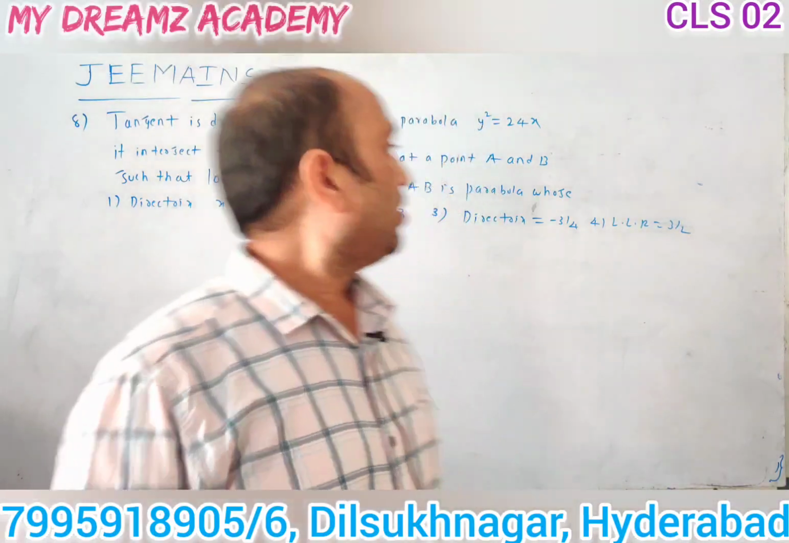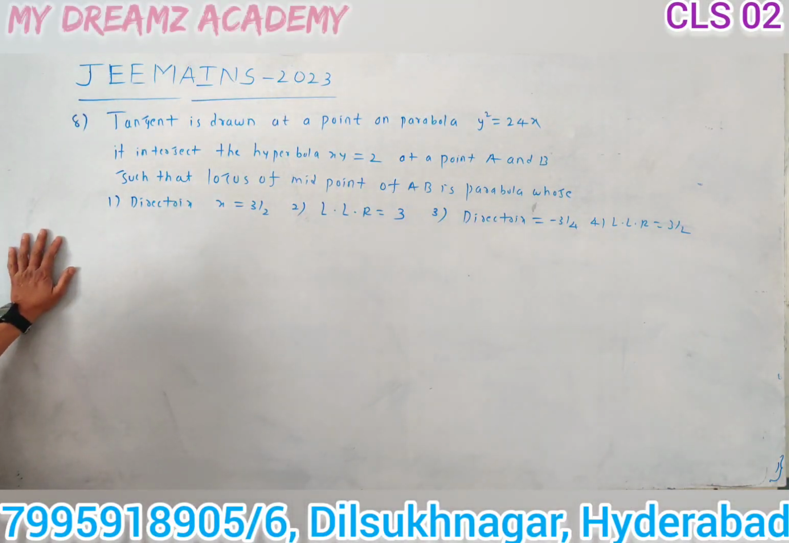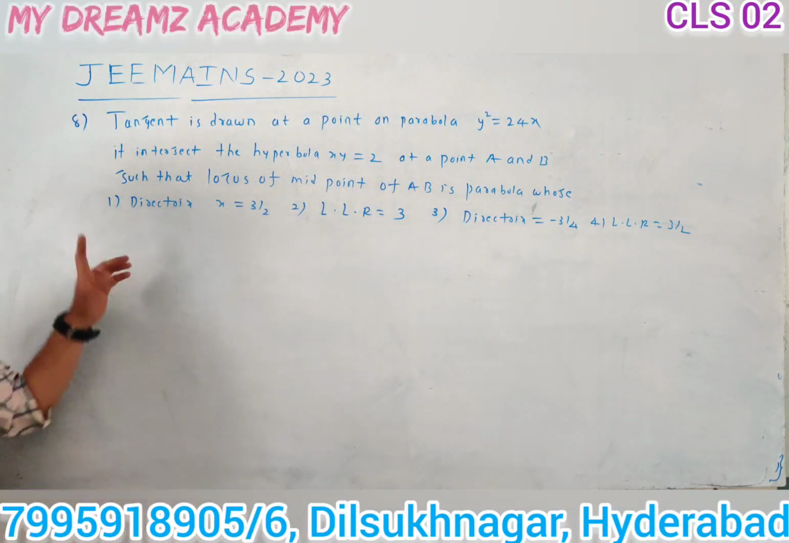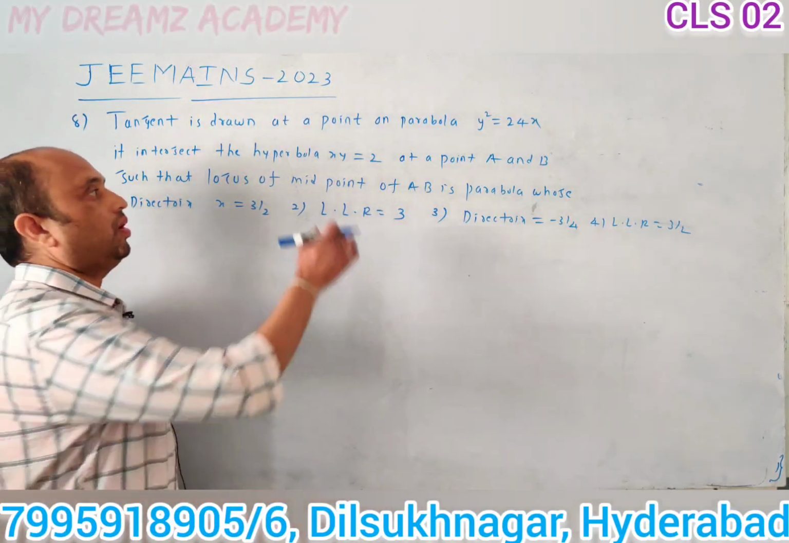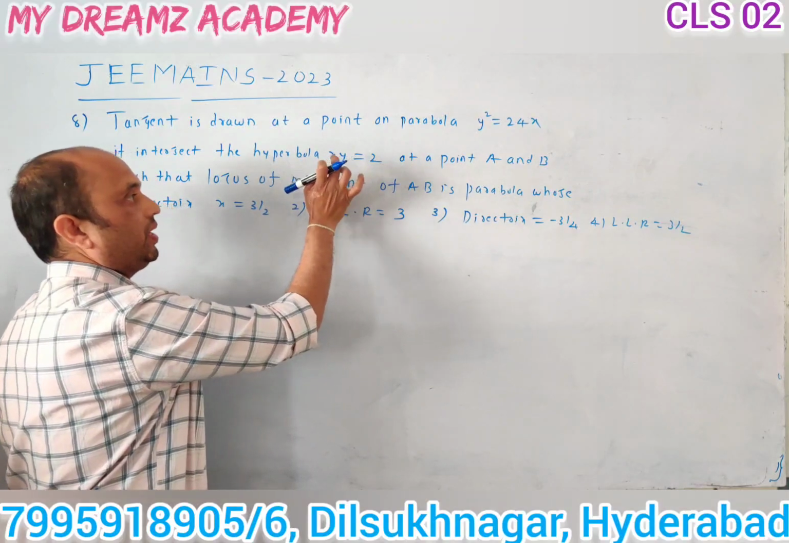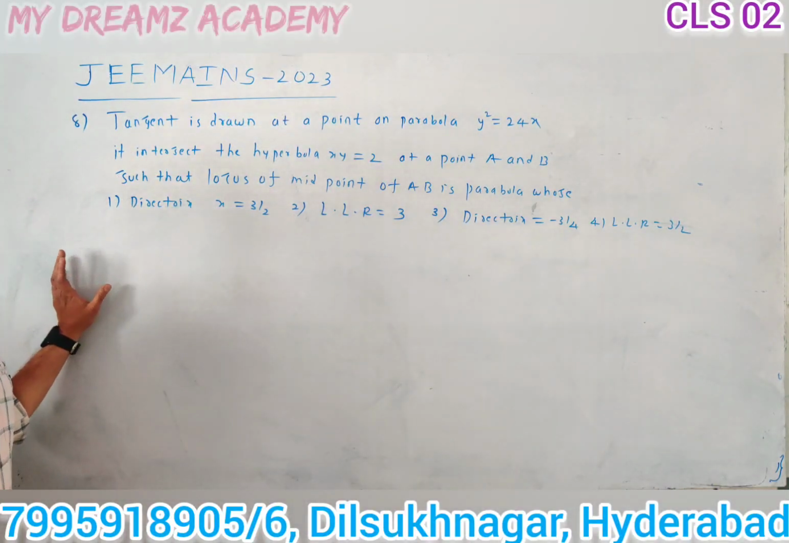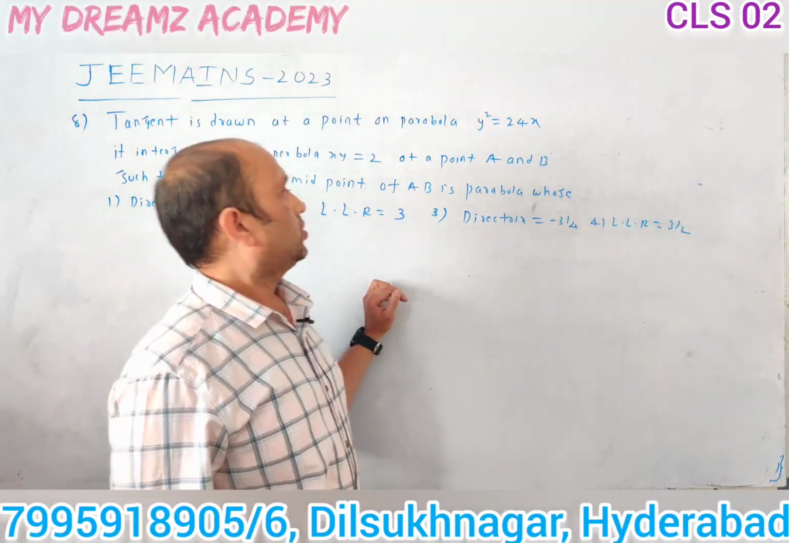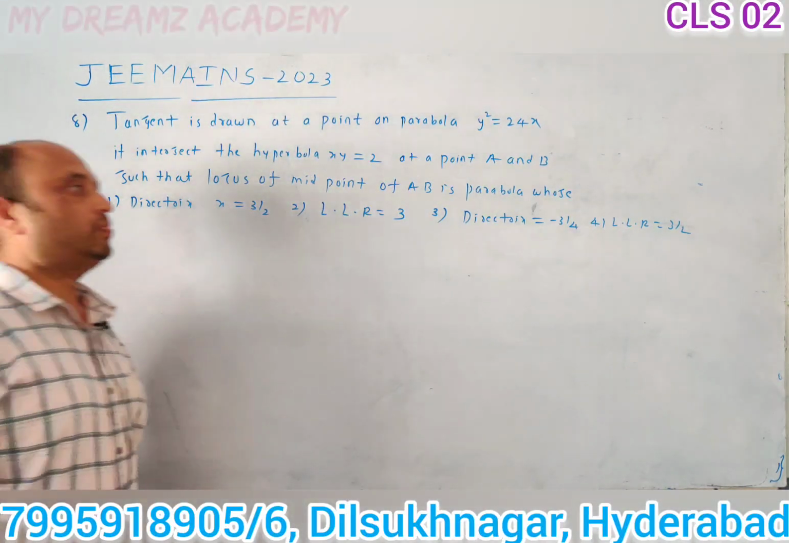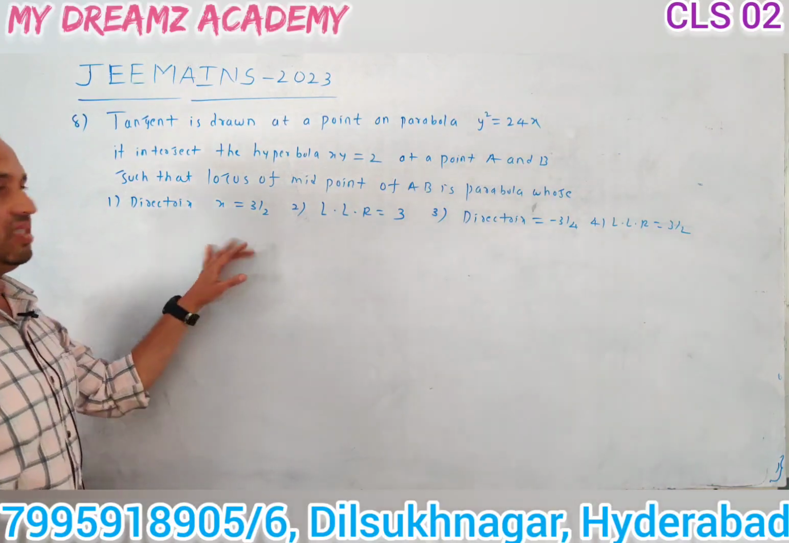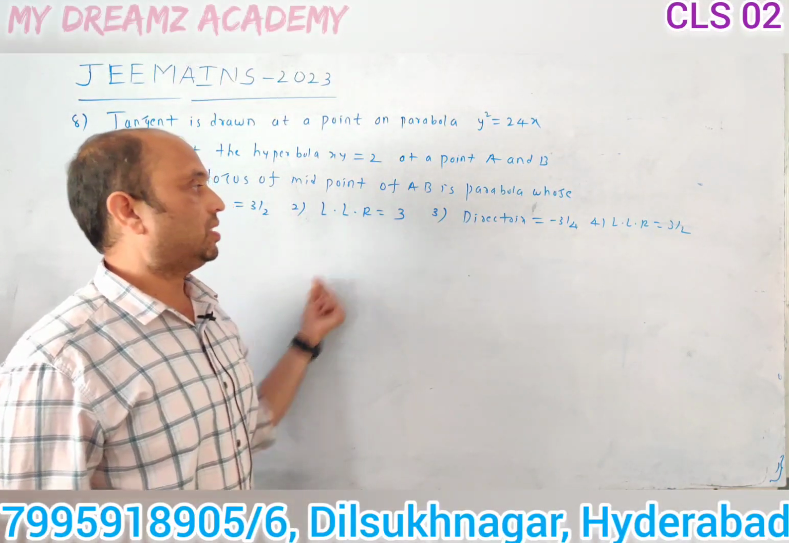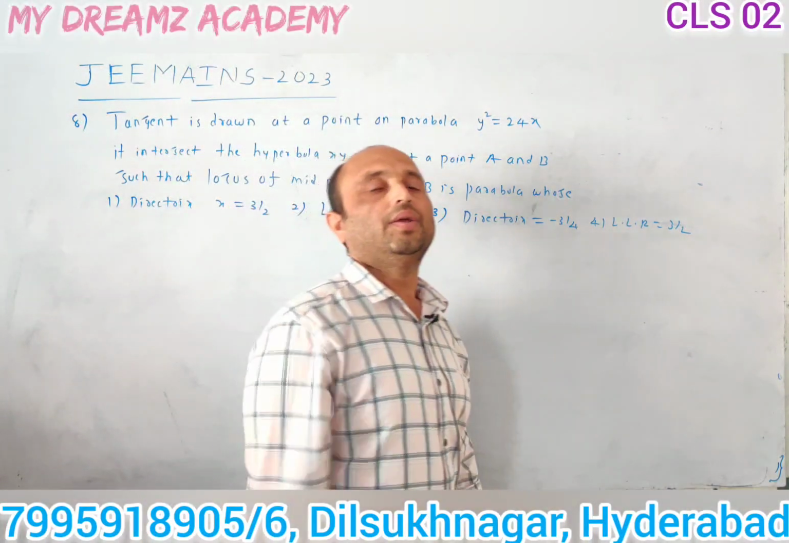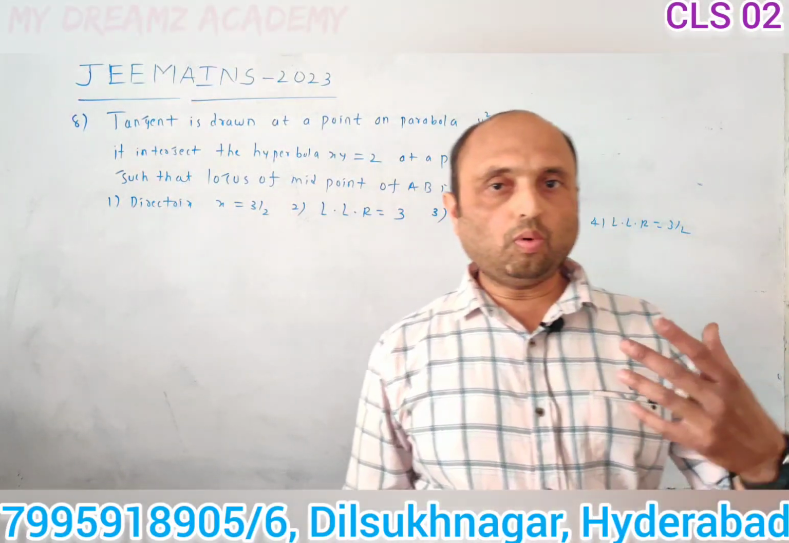Next question from conic sections. A tangent is drawn at a point on the parabola y square equal to 24x. It intersects the rectangular hyperbola xy equal to 2 at points A and B, such that the locus of the midpoint of AB is a parabola whose directrix is x equal to minus 3 by 2 and length of latus rectum is 3 by 2. Here we need to find the equation of the locus in terms of a parabola.